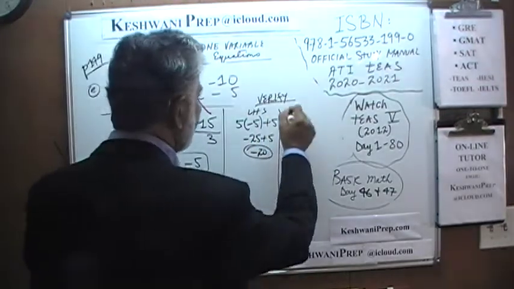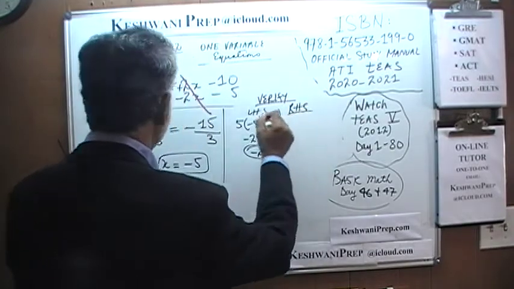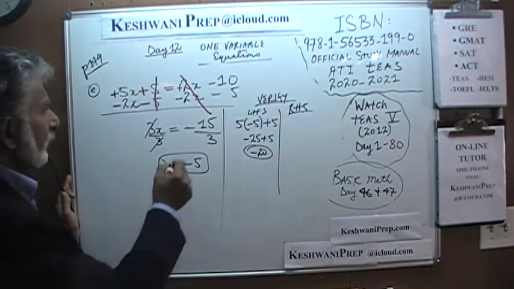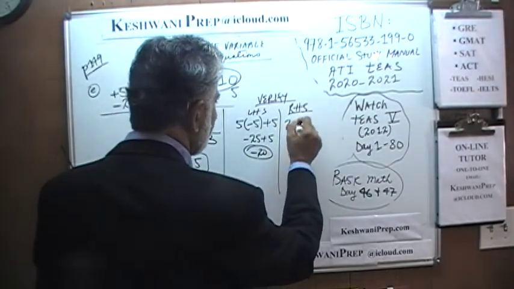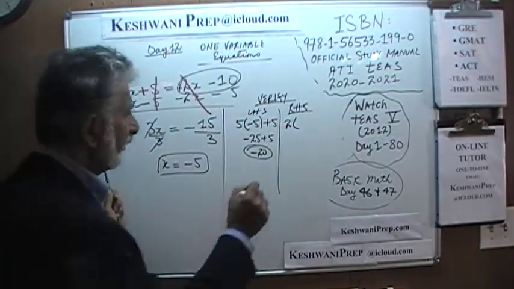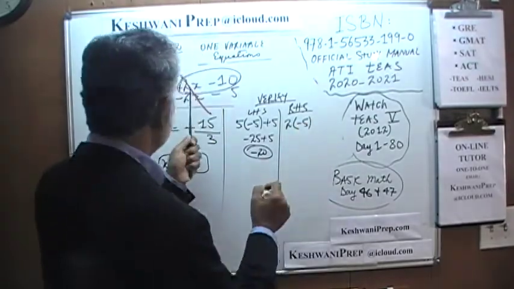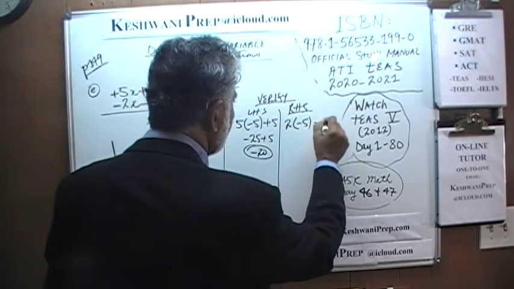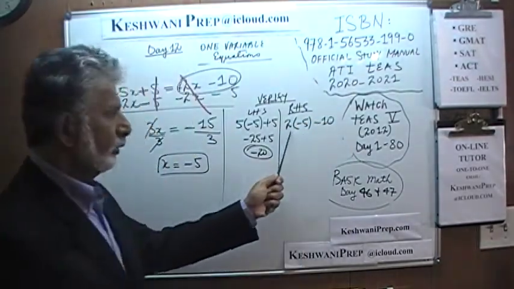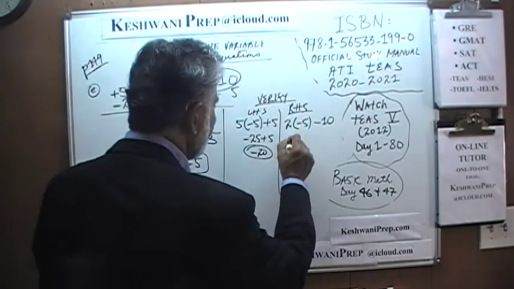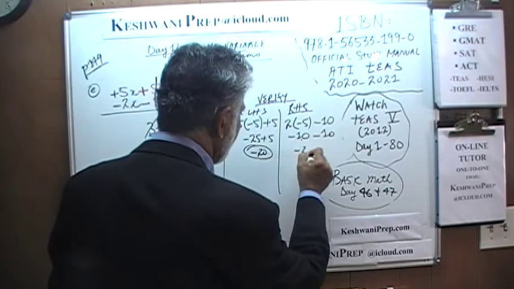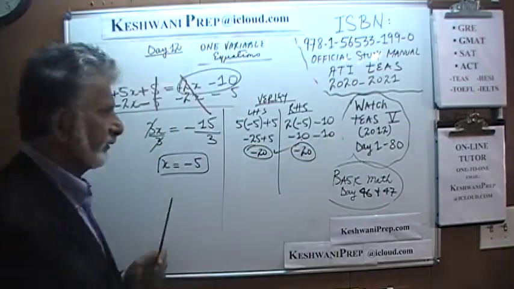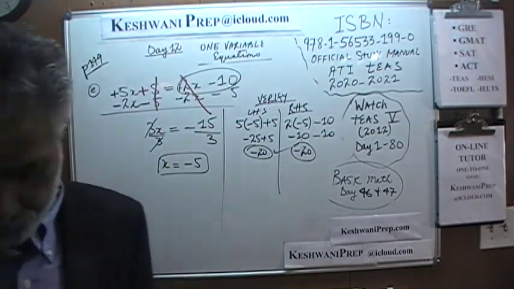Let's see what the right hand side gives us. Right hand side, we were told, equals 2x minus 10. 2x, which we are claiming to be negative 5, 2x minus 10. 2 times negative 5 will be negative 10. And another negative 10 is going to give us negative 20. And what do we know? It checks out. It checks out just fine.